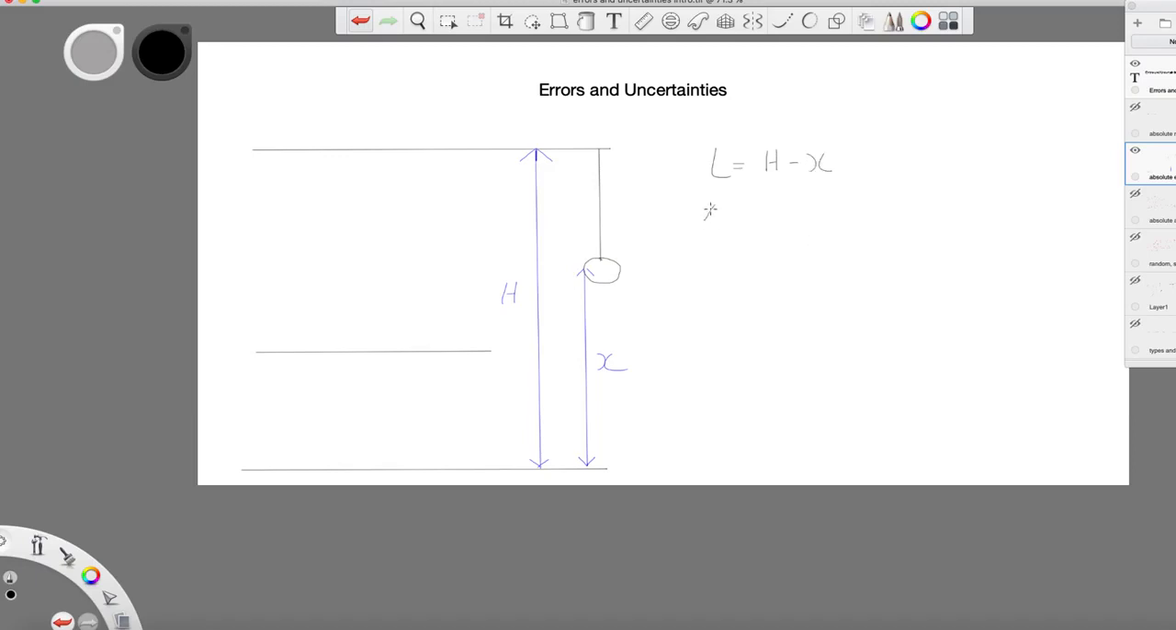So the uncertainty in our length is the uncertainty in our height plus the uncertainty in x, which is likely to be plus or minus 1 millimeter in each case. So the uncertainty in the length will be the sum of these two. Equally, if you were to say a similar kind of thing where the height of the room was L plus X, you would have the same thing: the uncertainty in H is the uncertainty in L plus the uncertainty in X.